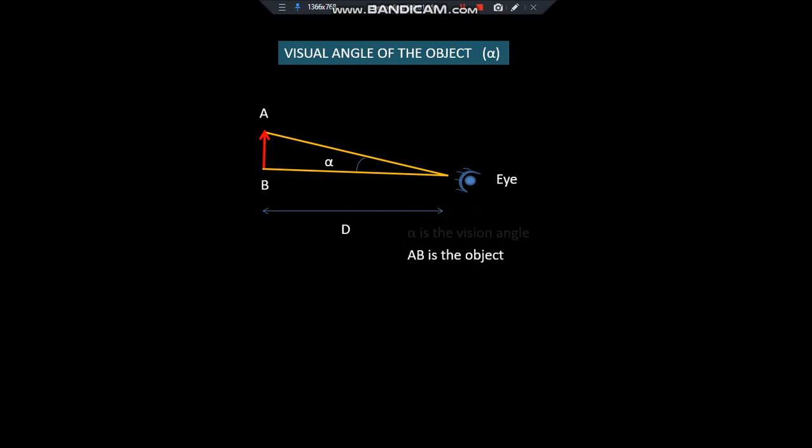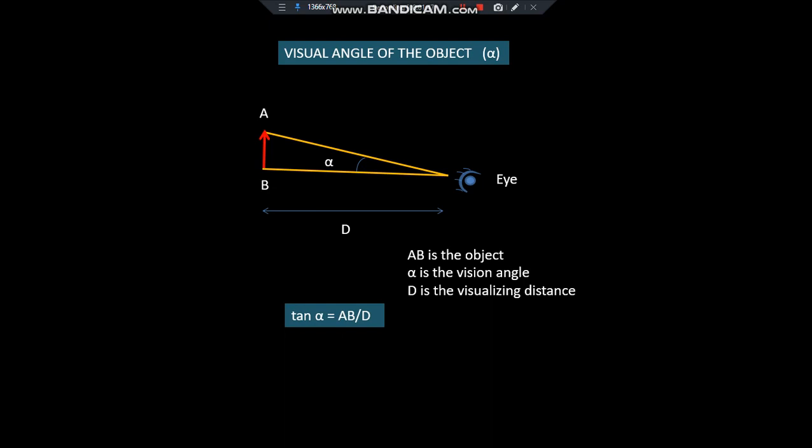But before that, let us talk about the visual angle of the object, alpha. Suppose you have an object AB. If you see it with your naked eye, then you have the visualizing angle alpha, and the distance is D. So you have AB is the object, alpha is the vision angle, and capital D is the visualizing distance. Tan of alpha is equal to AB upon D.